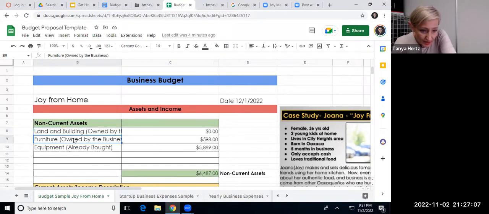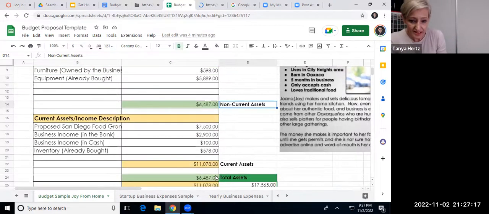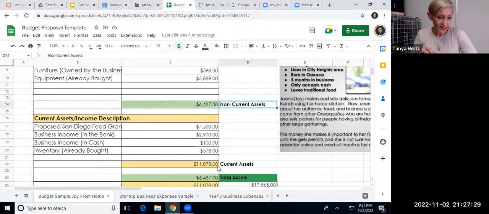Any furniture that you have owned by the business, any equipment that you've already bought, we need to know the ones that you've already bought so that we can have your non-current assets. So non-current means assets that have worth for over a year, right? And then we look at our current assets, like any grants that you might be getting, any money that you already have in the bank from selling your products or services.